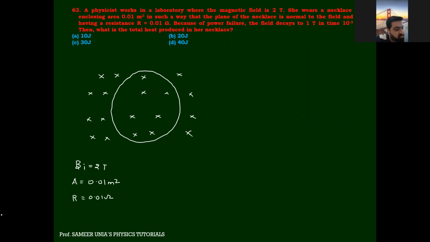Because of a power failure, the magnetic field finally decays to 1 Tesla in a time of 10 raised to minus 3 seconds. What is the heat produced? The heat is nothing but a form of energy. I know step number 1 will be E is equal to d phi by dt.